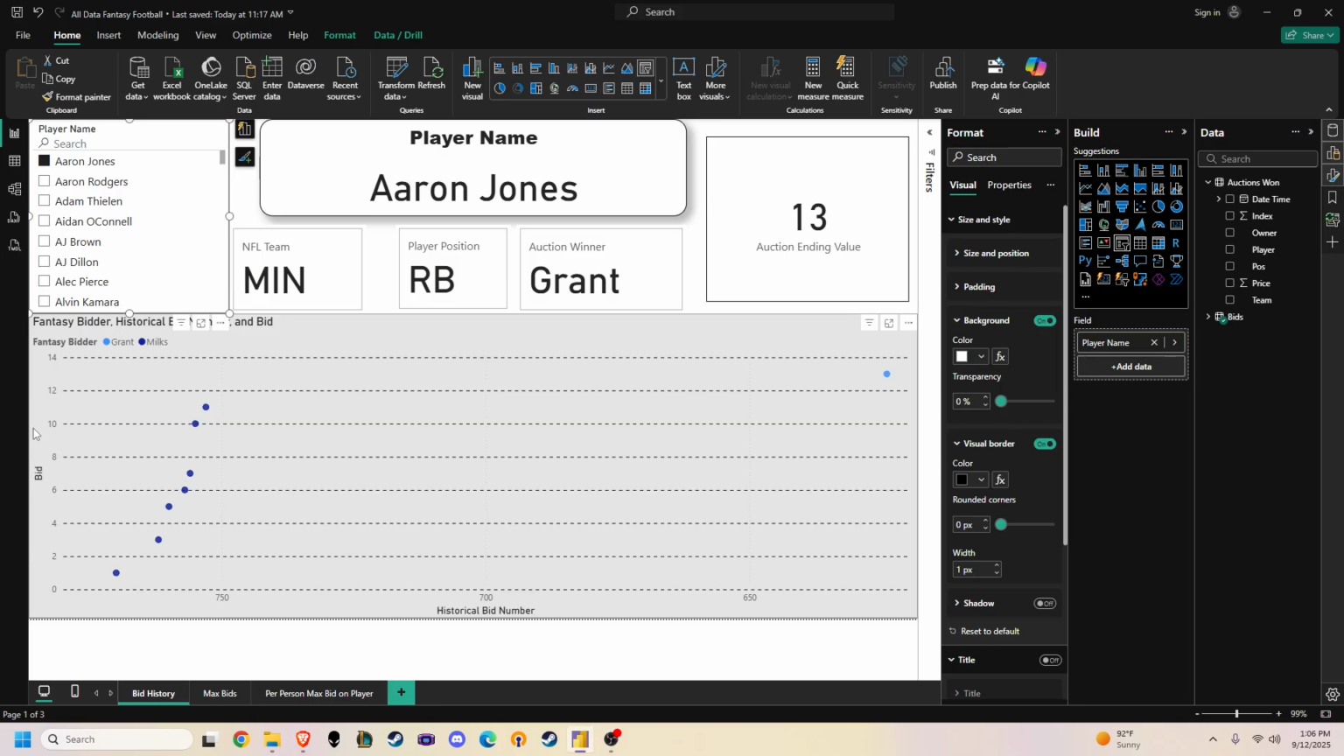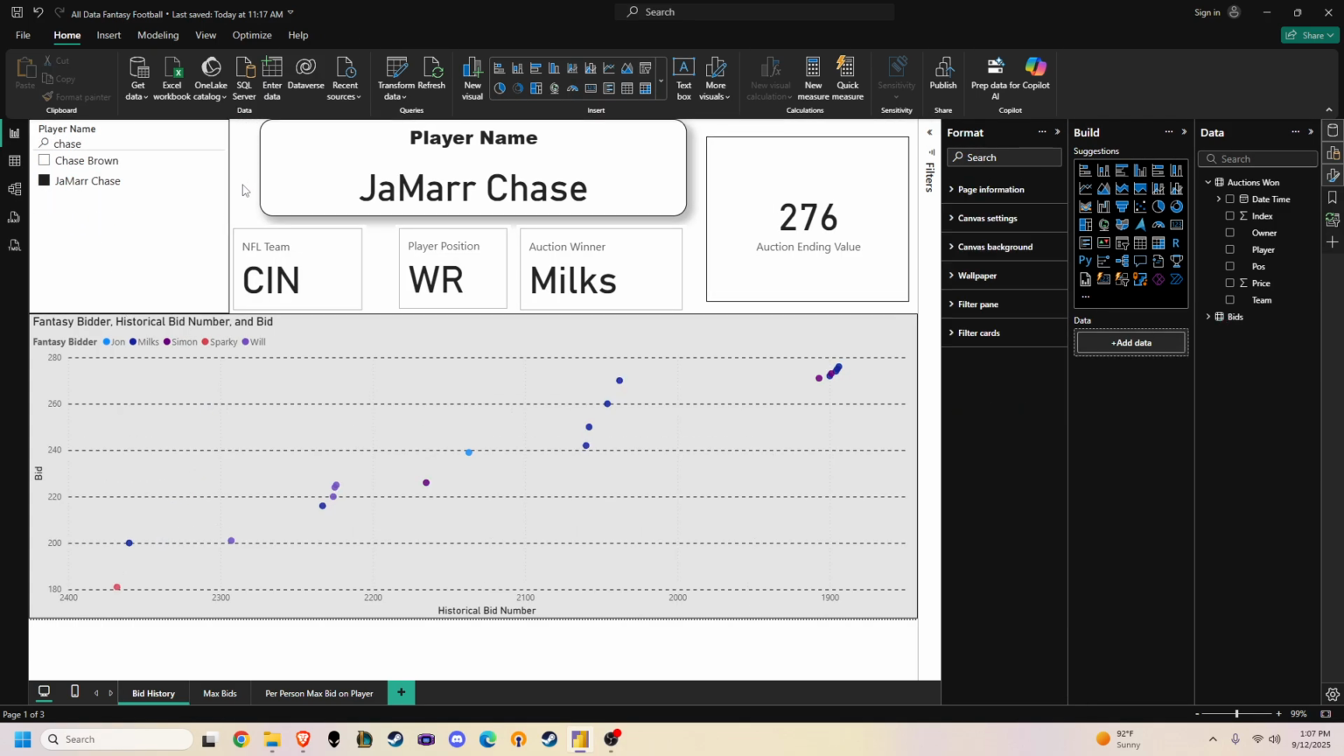So basically, here it shows the player name, the NFL team he was on in 2024, his position, which of my friends won the bid, and how much they had to pay to get the player. Aaron Jones was a relatively cheap player, but if we go look at one player I ended up with, Ja'Marr Chase, we can see that it was definitely more expensive. The y-axis is the cost of the bid, and the x-axis is historical bid number.